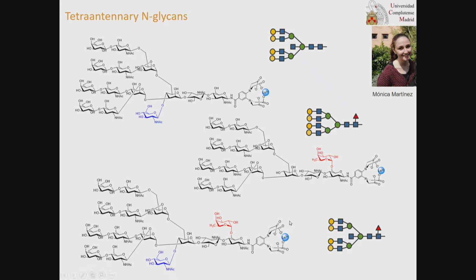For instance, there are some cases where you have an additional bisecting unit at the core. There are cases where you have a fucose at the core, and this is also not good news because it's also related to cancer. There are a lot of people now working on core fucosylation of N-glycans because it's especially overexpressed in tumoral cells. And we are also studying the compound with both modifications, the fucose at the core and the bisecting unit.